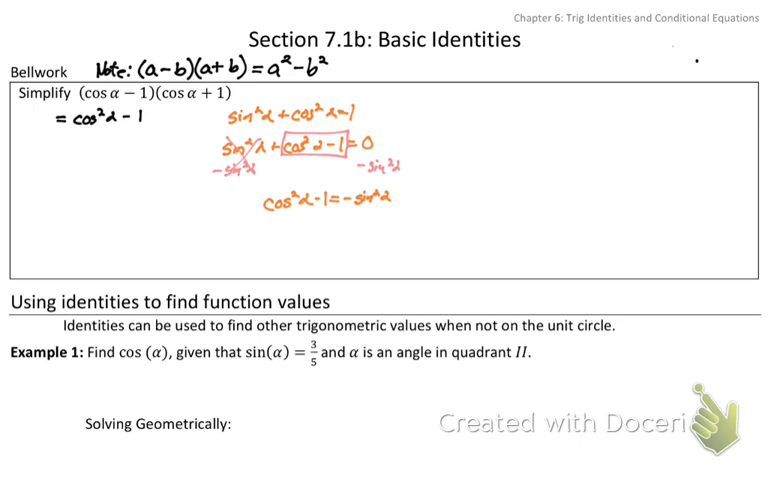Now, I'm going to double check. Did my original one have a positive cosine? Yep, both of these are positive cosine squareds. Are they both negative 1s? Yep, they're both negative 1s. That matches it exactly. It has to match exactly. It cannot be just close. It has to be exact.